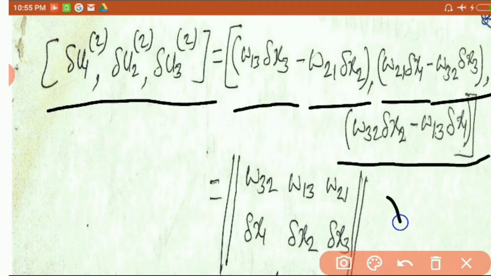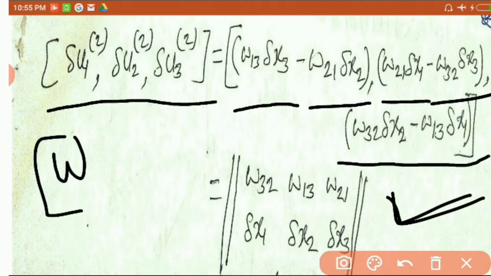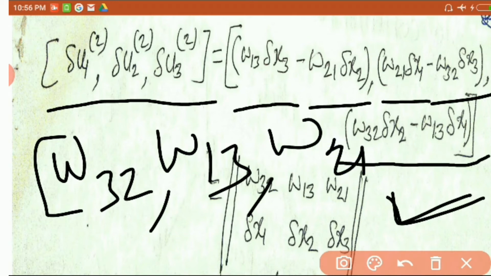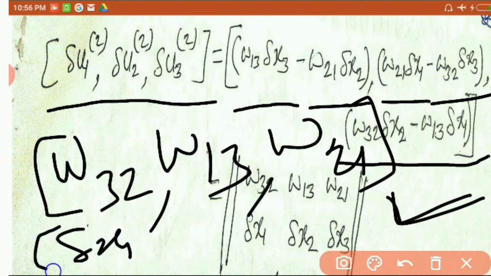So this can be written in this way, that with w32, w13, w21 and delta x1, delta x2, delta x3, this can be written in this form, which is a vector product of w32, w13 and w21 with delta x1, delta x2 and delta x3.